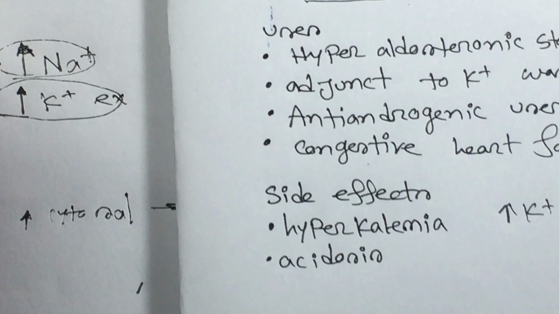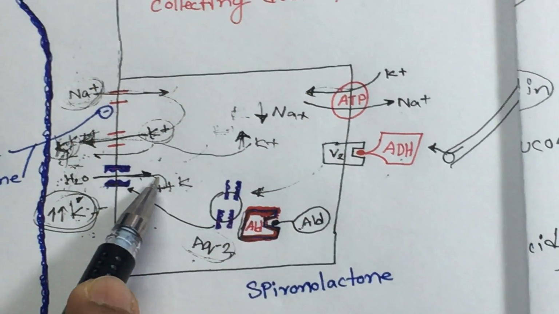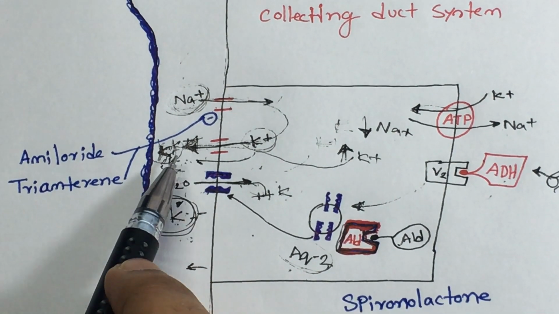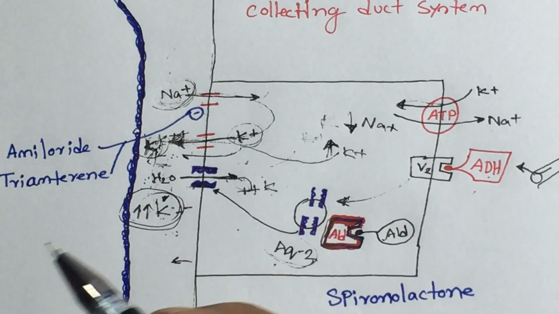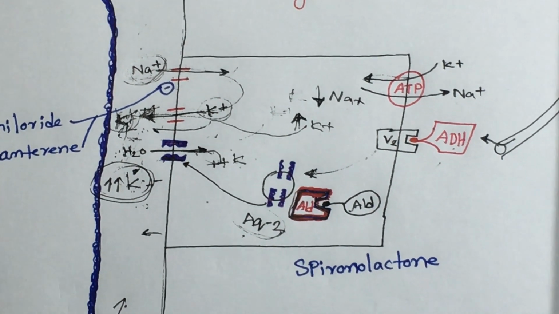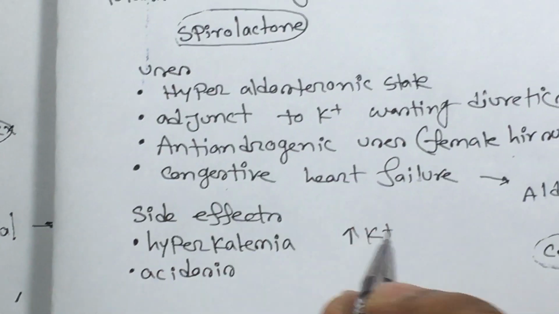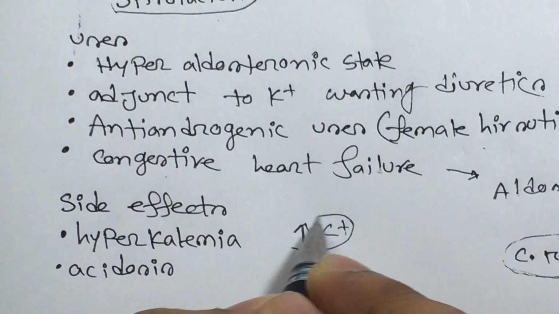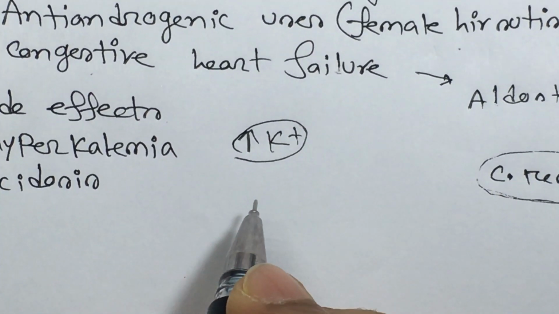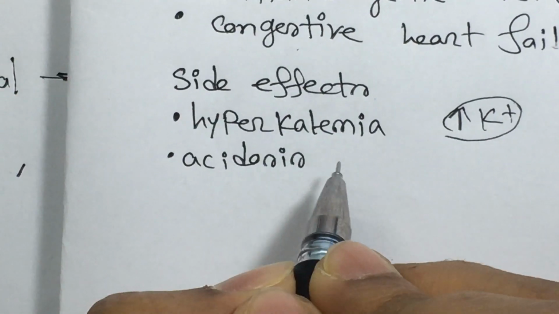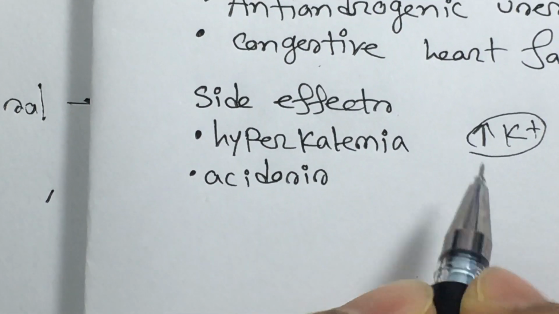Whenever we excrete the potassium, at the same time we are excreting the proton. So as we are not excreting the potassium by using this drug, we are not excreting the proton, so increased proton level in the blood will cause the acidosis.